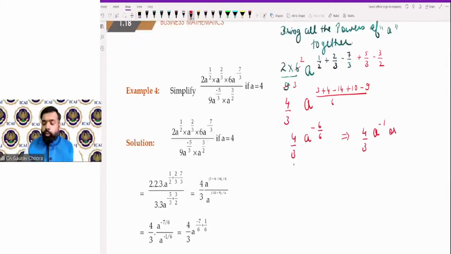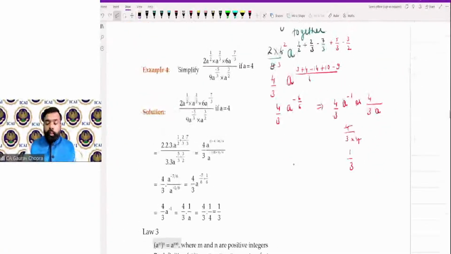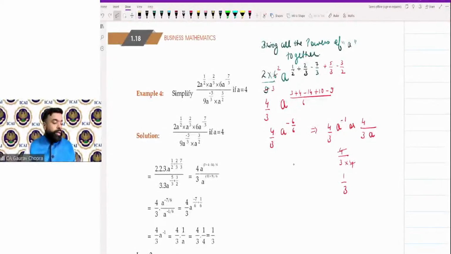So it is 4 by 3, a to the power of minus 1. This can also be written as 4 by 3 and a will go in the denominator. Now the value of a is given in the question. What is the value of a? It is 4. So 4 upon 3 into 4. So the final result is 1 by 3.